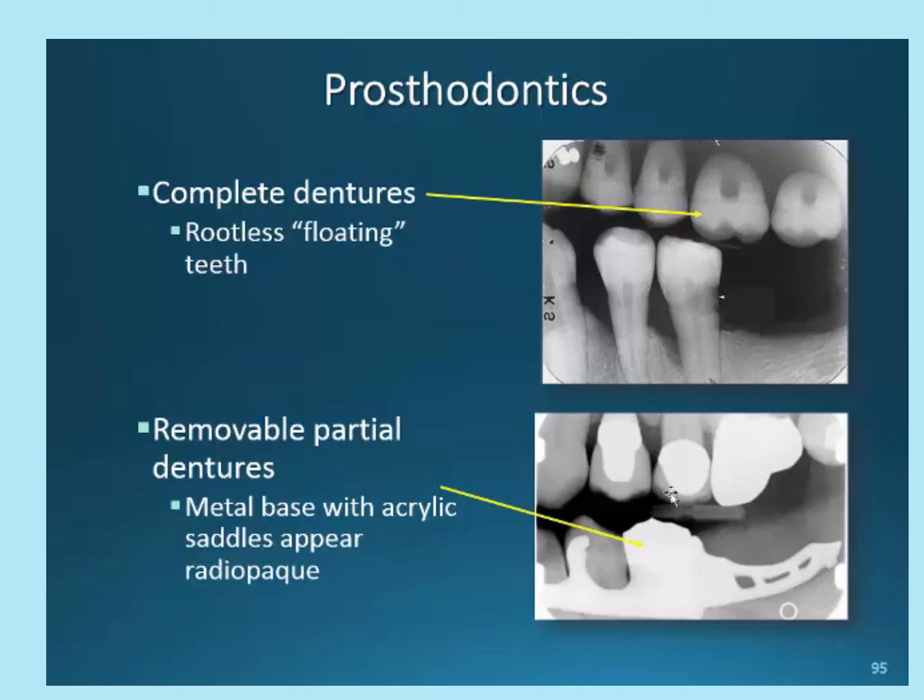A removable partial does have a metal base, and it saddles across the occlusal surface. You can see the bars on the arms of this removable partial in this radiograph.